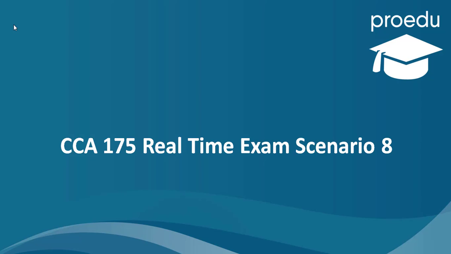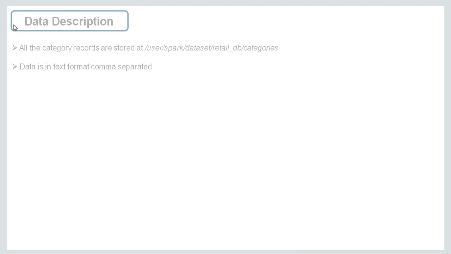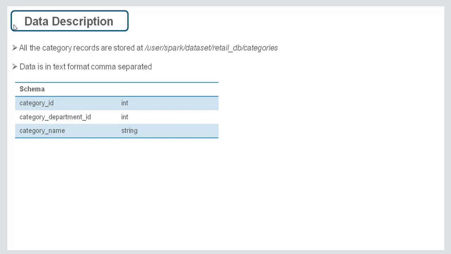Hi all. In this lecture we will talk about CCA 175 real-time exam scenario 8. Let's see the data description. All the category records are stored at HDFS location. Data is in text format, comma separated. And this is the schema of categories data. We have category_id, category_department_id, and category_name.